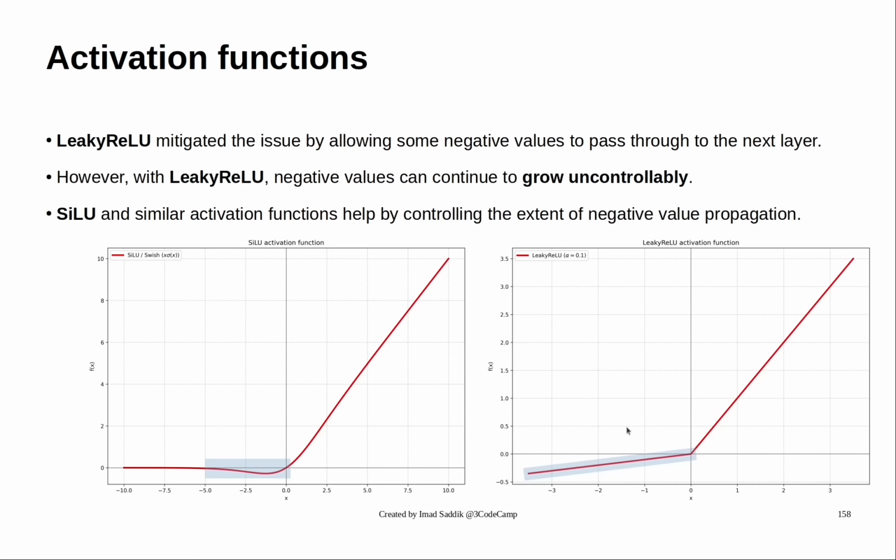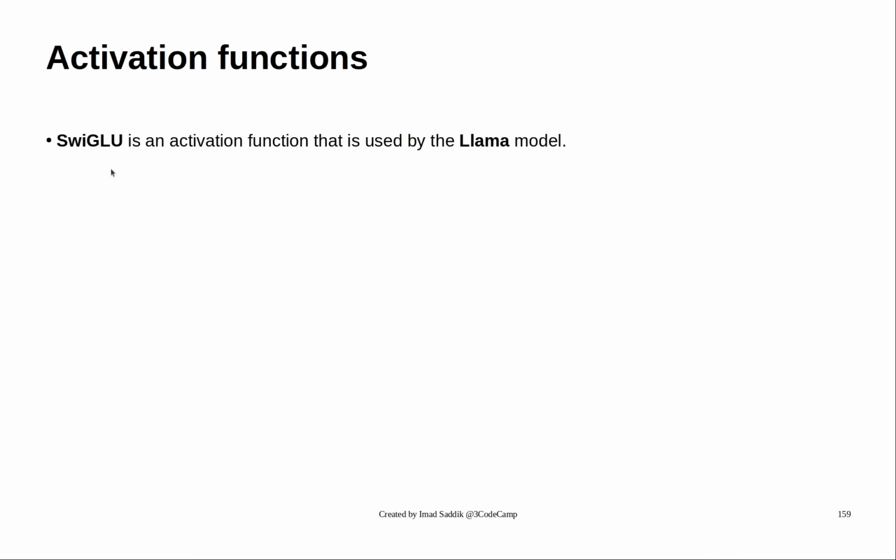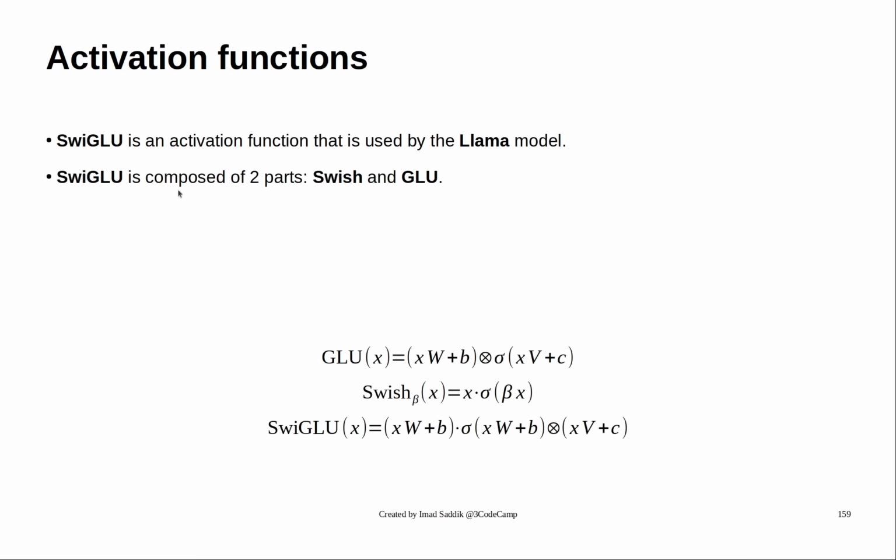You can see that here, instead of allowing every negative value to propagate, we are going to control the interval. For example, the values that are inside this interval are going to pass, but after that, we are going to clamp the values to 0. SwiGLU is an activation function that is used by the Llama model, and it is composed of two parts. We have Swish and GLU, gated linear unit. Both of these are activation functions, and by combining them, we get SwiGLU. And if you are interested, here are the formulas for these activation functions.